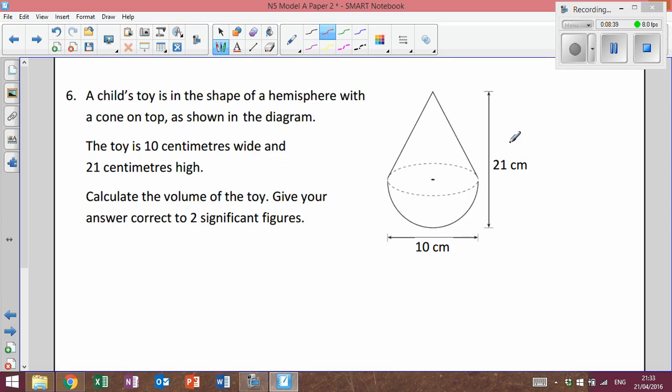We did a question similar to this in class here. We've got the volume of two shapes, V1 and V2.